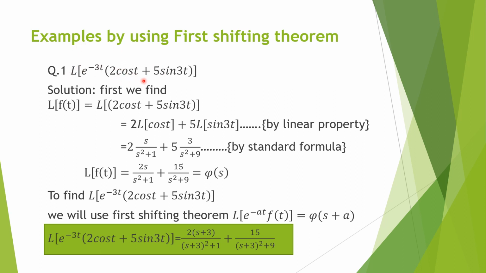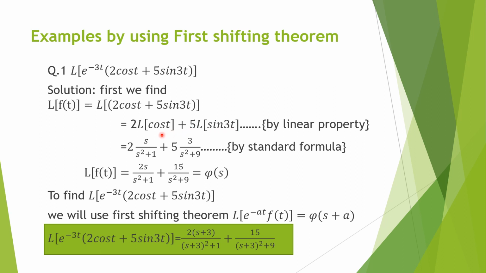So this is our function of t, and we will handle e raised to power minus 3t by using the first shifting theorem. So Laplace transformation of function of t is equal to Laplace transformation of 2 cos t plus 5 sin 3t. Now by linear property we can say that it is equal to 2 Laplace transformation of cos t plus 5 Laplace transformation of sin 3t.